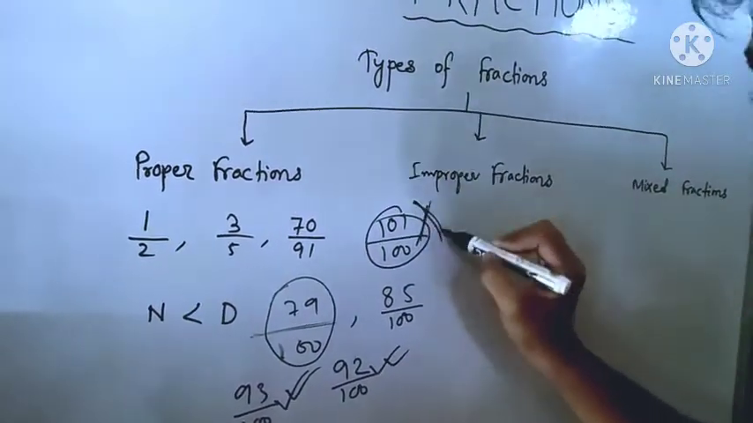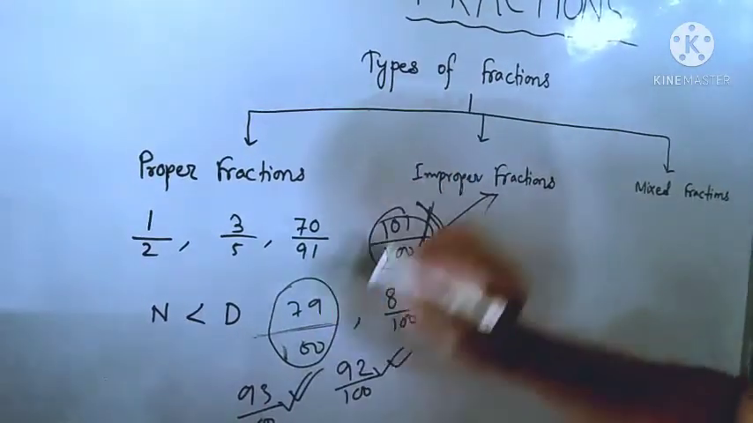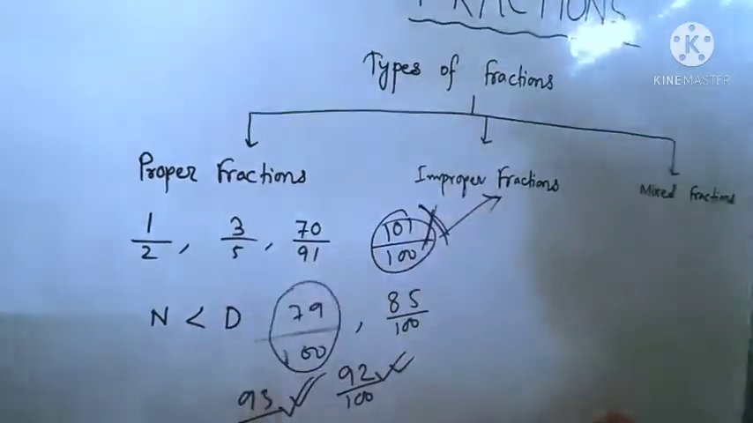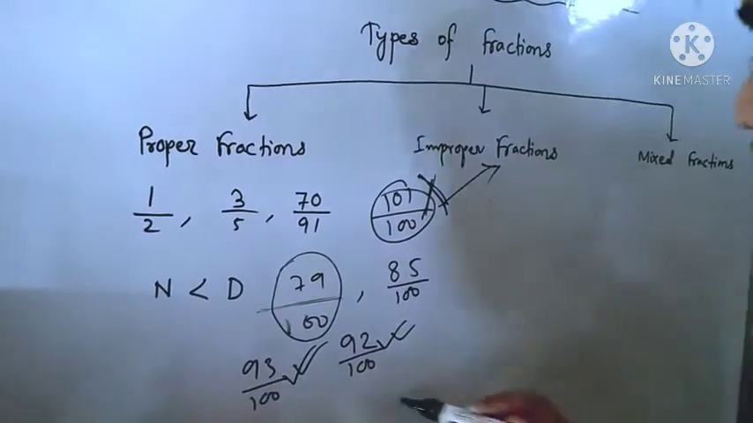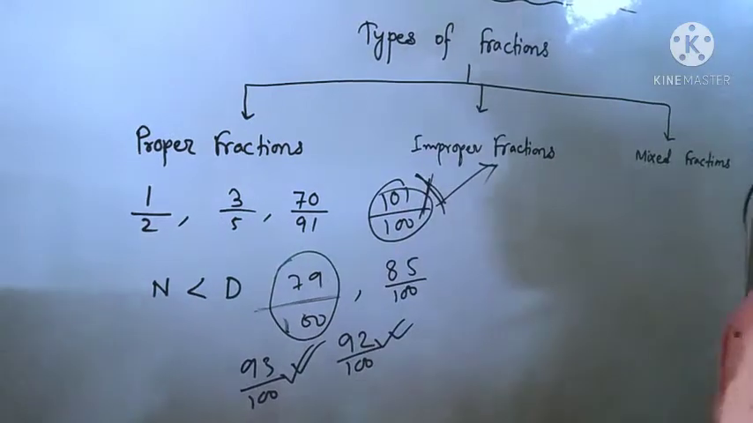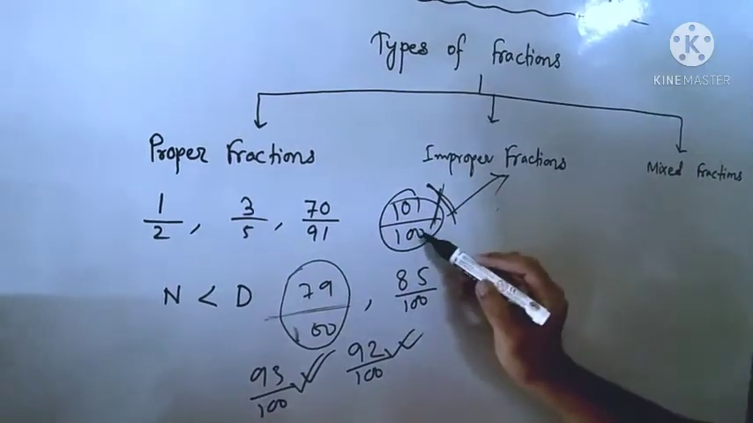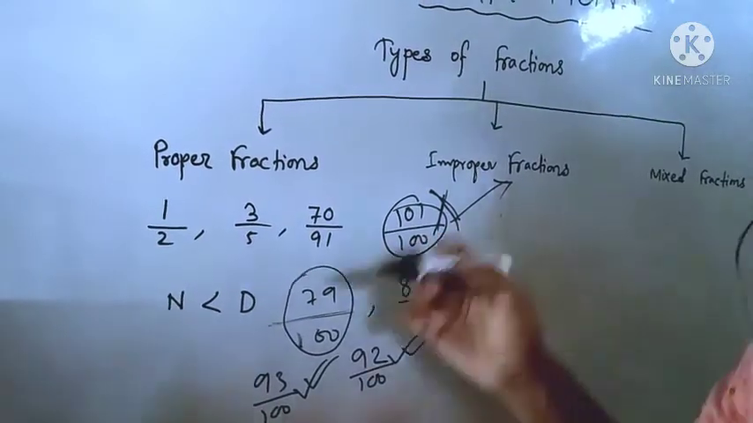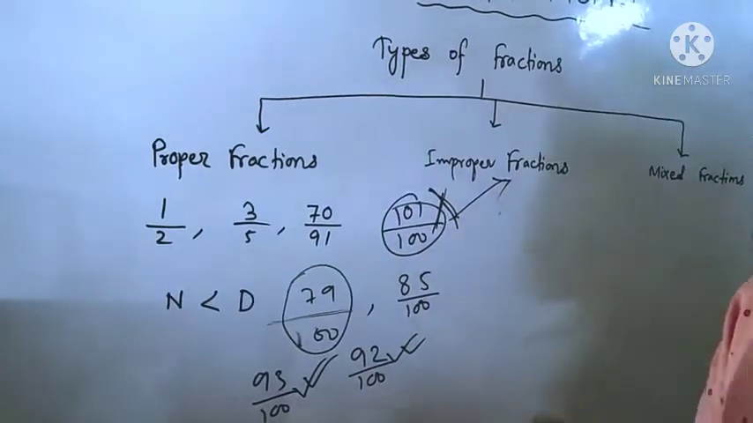That is, this is improper. Then this part will be an improper fraction, and these fractions will be proper fractions. That is, out of 100 you got 93, this is a proper fraction. Out of 100 you got 92, this is also a proper fraction. And you cannot get 101 out of 100, that is, you cannot exceed your full marks.